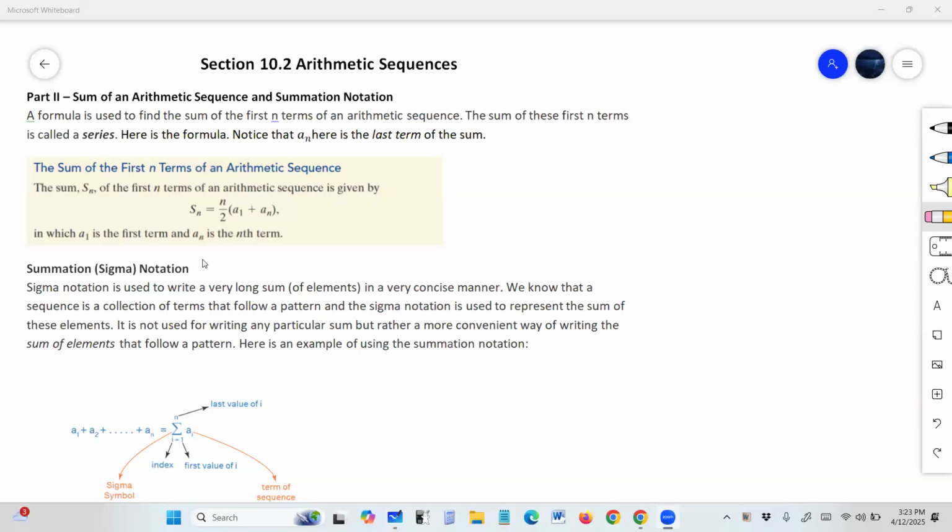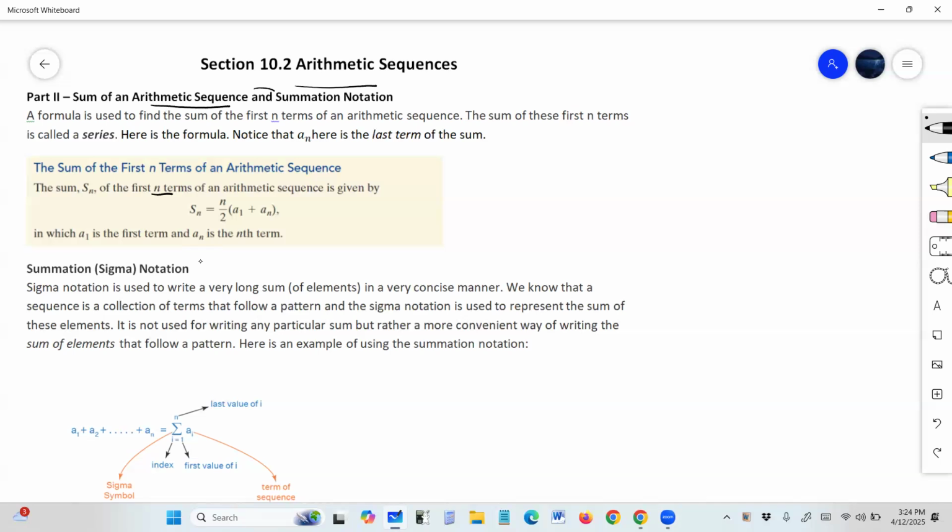Hi, hello everybody. So this is the video dealing with section 10.2, arithmetic sequences, and this is the second part dealing with the sum of an arithmetic sequence and the summation notation. Now, in the previous part, we saw what a sequence was, and specifically a numeric sequence where the common difference was fixed. So that's called an arithmetic sequence. And now in this video, we're interested in adding up the first n terms of a particular sequence.